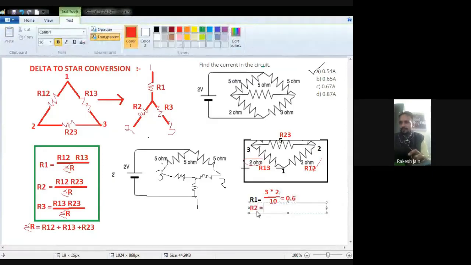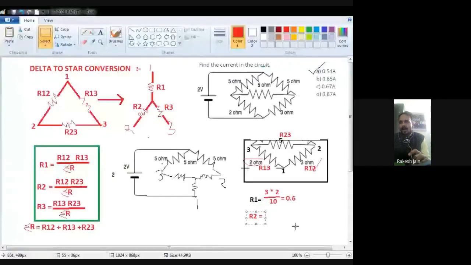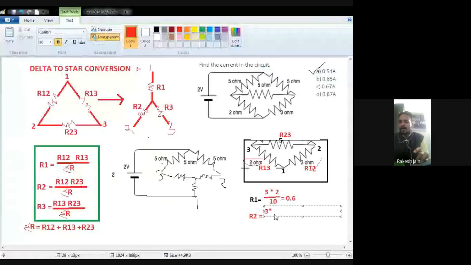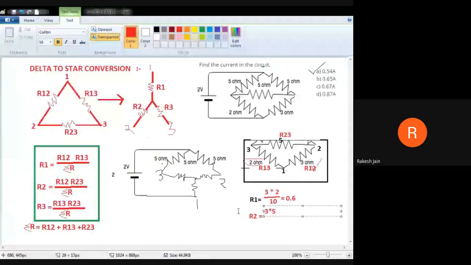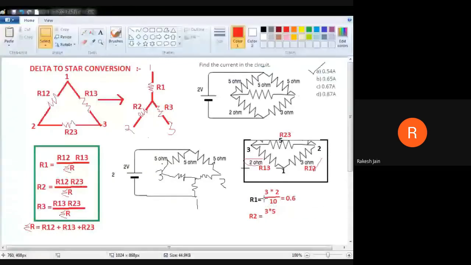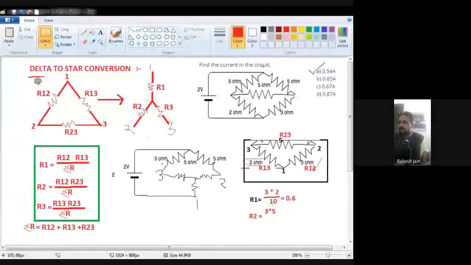So at the second node one resistance will become, and at the third node the third resistance will become. Because I rotate the delta network according to the question, my star network is also rotated. Now I want to find out the answer of these three resistances. Okay, now how can I find out the answer of these three resistances? This resistance is 5 ohm, this one is 5 ohm.